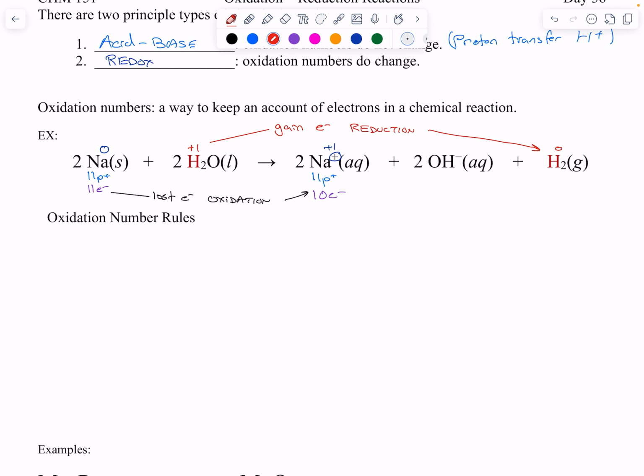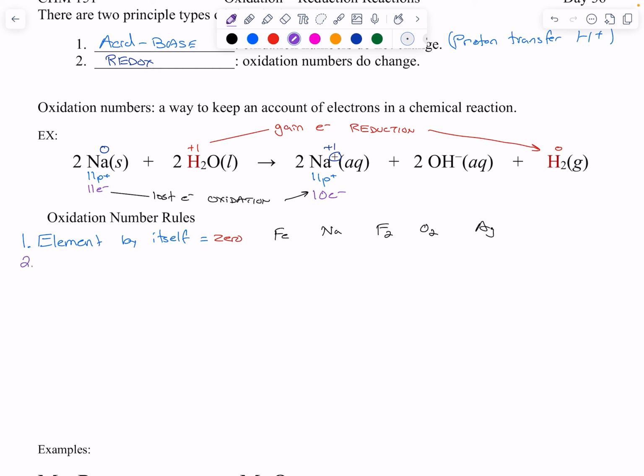So rule number 1: an element by itself is 0. That was just like we had. If you have Fe, Na, we just did F2, O2, Ag, etc. All elements have the same number of protons as they do electrons. Neutral atom, so the oxidation state is 0. That makes a lot of sense.